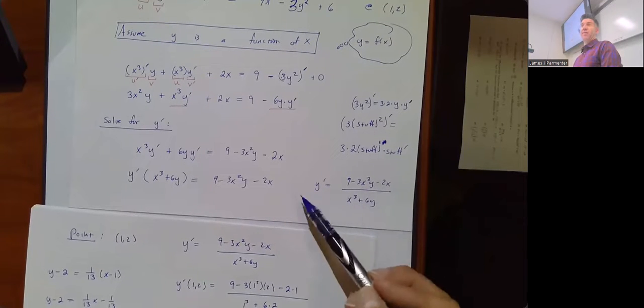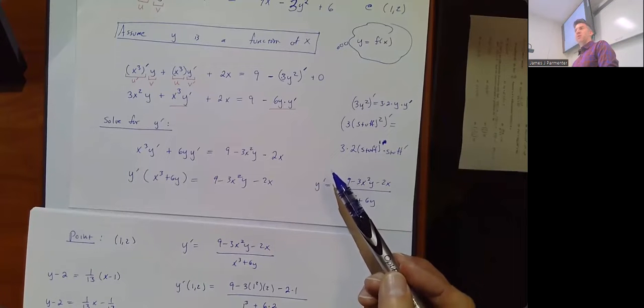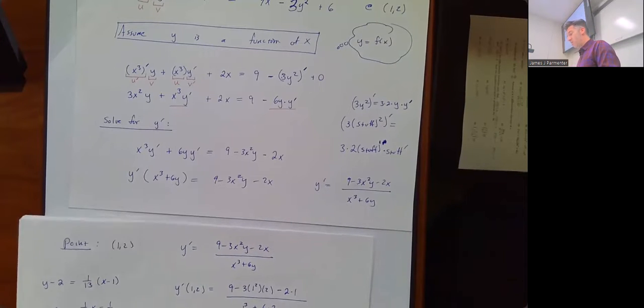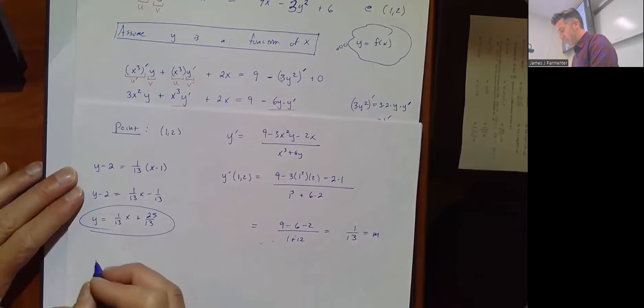we weren't actually ever asked to find this. No one said, hey, find the derivative. Someone said, find the slope of the tangent line and then use it to find the equation of the line. So what we could have done here is we could have plugged in 1 for x and 2 for y right there. Check this out.